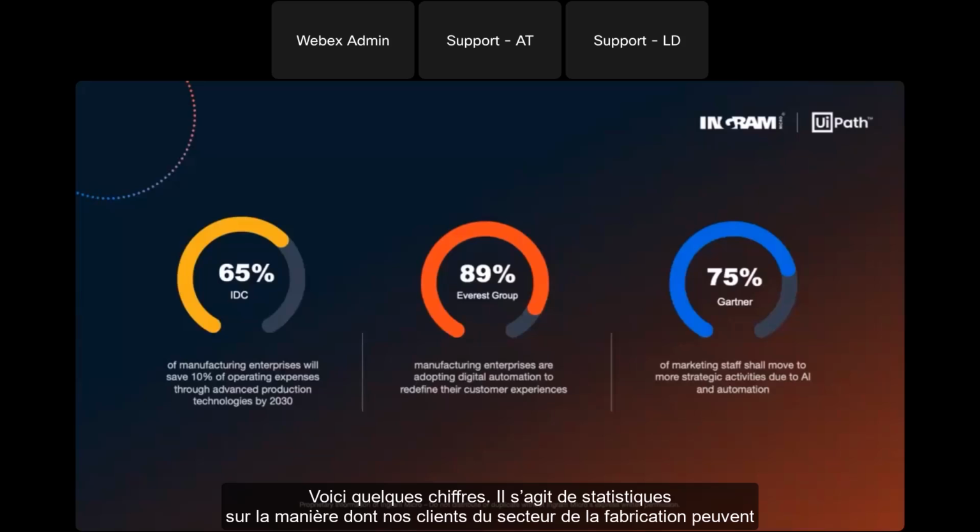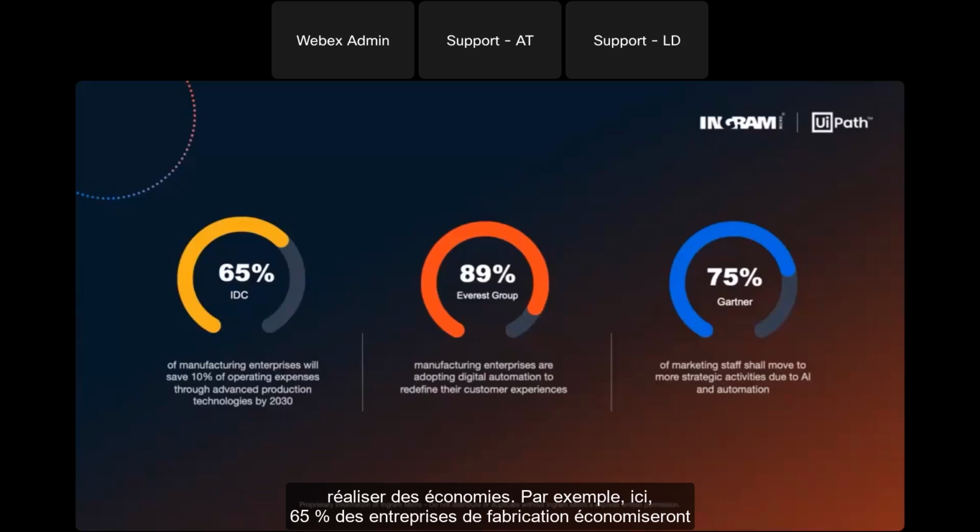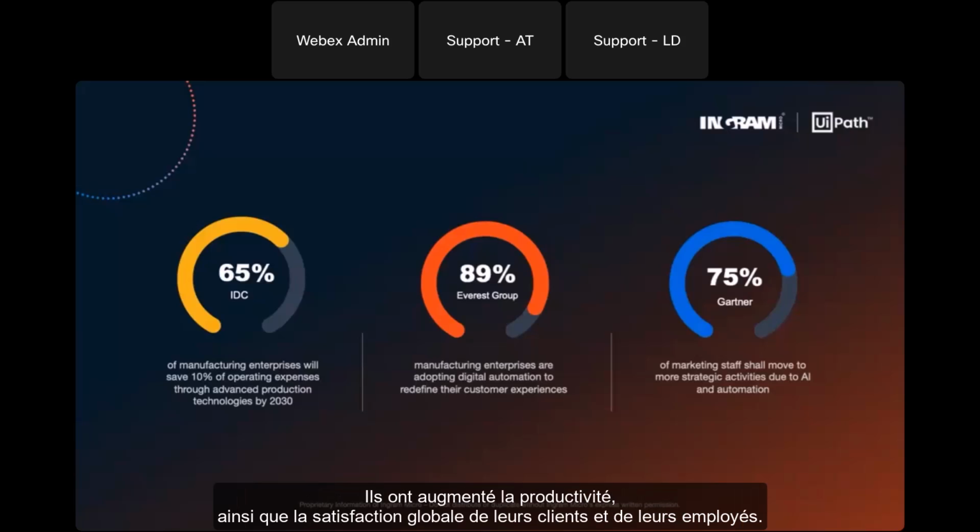So we have these numbers here. This is statistics around how our customers in this manufacturing industry can achieve some savings. Like, for example, we have here 65% of manufacturing enterprises will save up to 10% of operating expenses through advanced production technologies by 2030. But actually, in some of the success stories that we are going to share with you further in the presentation, we're going to see that some of our customers have achieved important savings in, of course, the budget, but also time savings. They have increased the productivity. They have increased their overall customer and employee satisfaction.